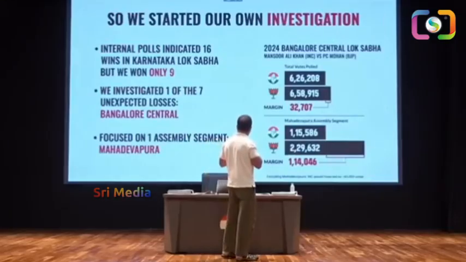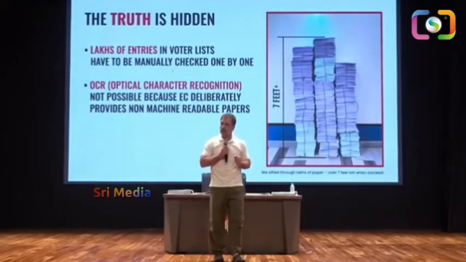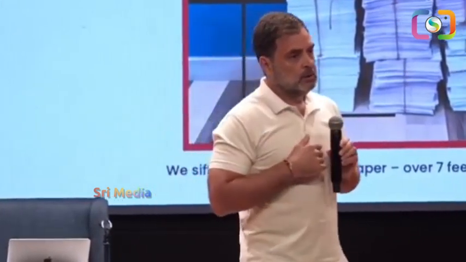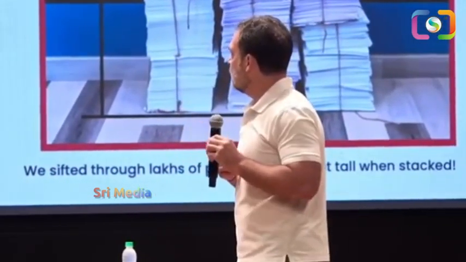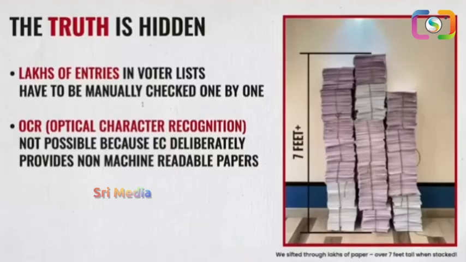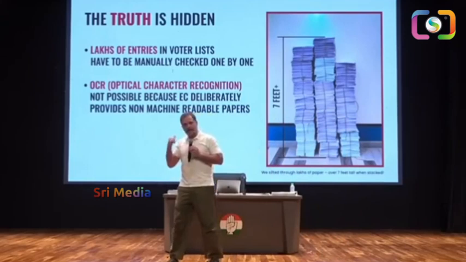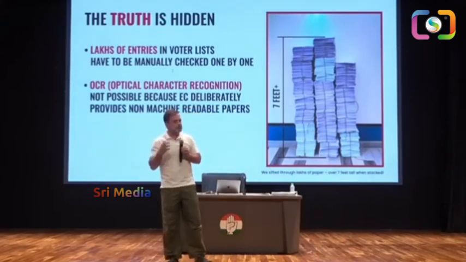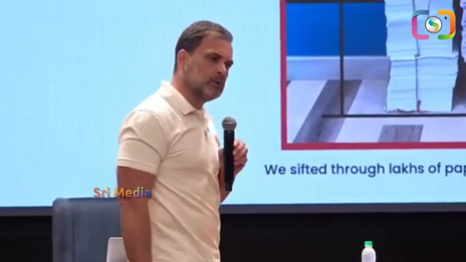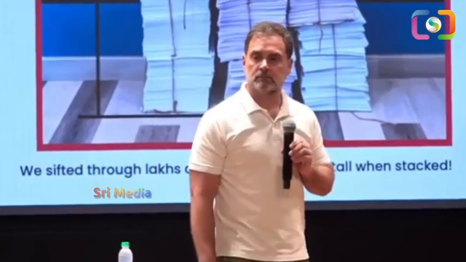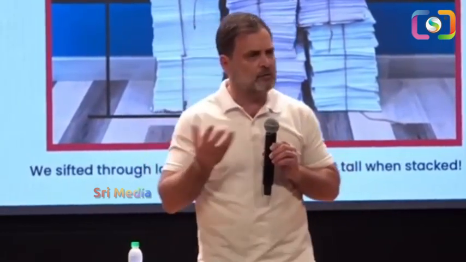Next. Sorry, just go back. There's another very interesting thing that we discovered, which came as a shock to us, which is that these papers that are given, they themselves do not allow for optical character recognition. So if you scan them, you can't actually get the data out of them. And we were surprised. Why? Why is the Election Commission protecting these pieces of paper? ठीक है, आप सॉफ्ट कॉपी नहीं देना चाहते, but इनको क्यों प्रोटेक्ट कर रहे हो? Right? And EC deliberately provides non-machine readable papers. This was another thing that when we discovered it, we were like, this is strange.